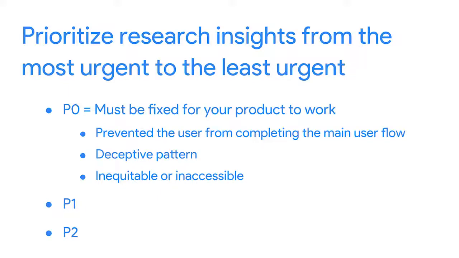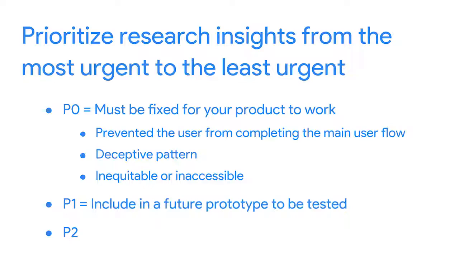You could reason that the extra ability to make a recurring appointment with a dog walker would improve the user experience, and therefore could be considered a P1 to include in a future prototype to be tested. If your team ends up with lots of priority 1 insights, you may choose to further categorize these insights by adding another bucket called priority 2.